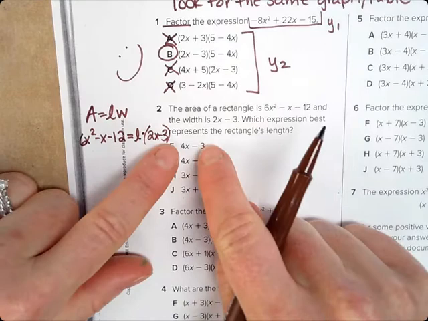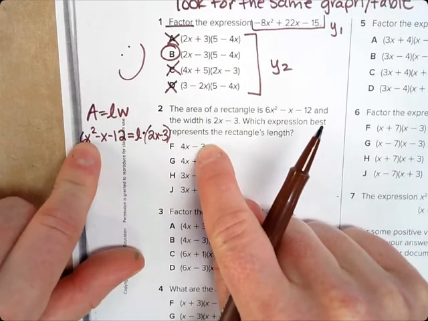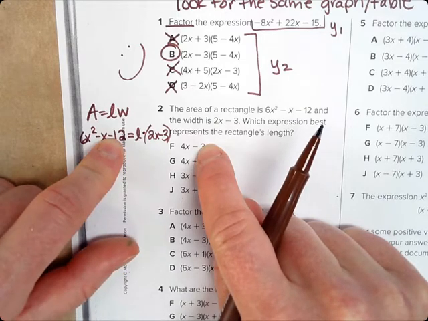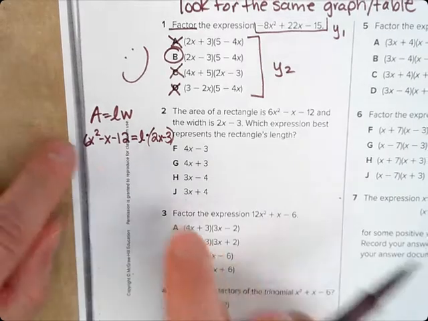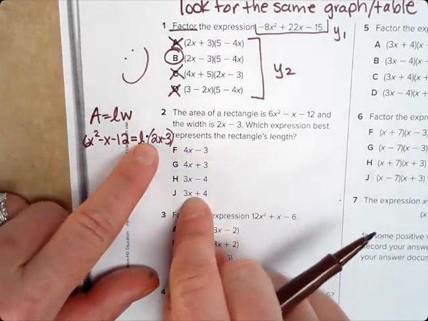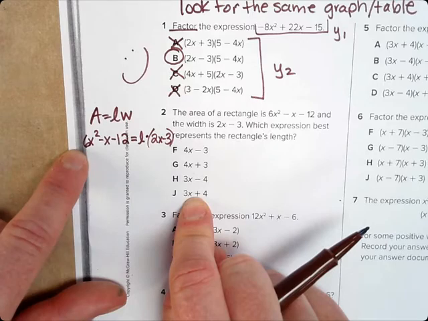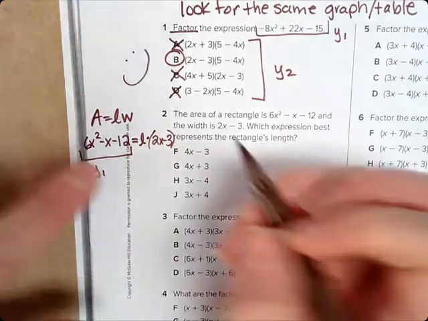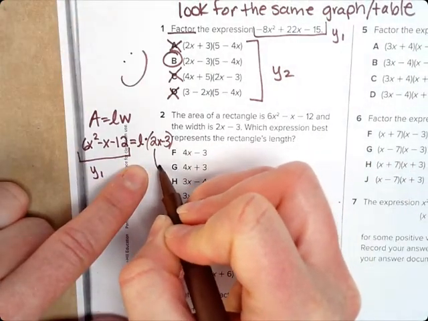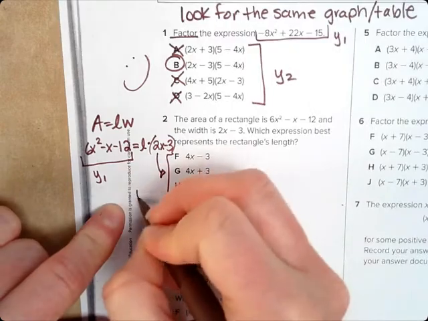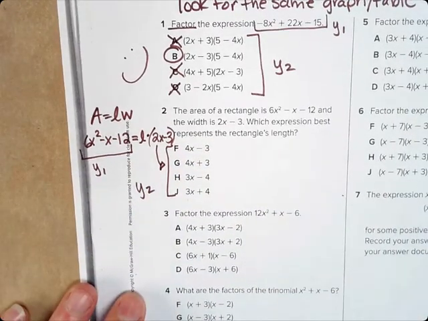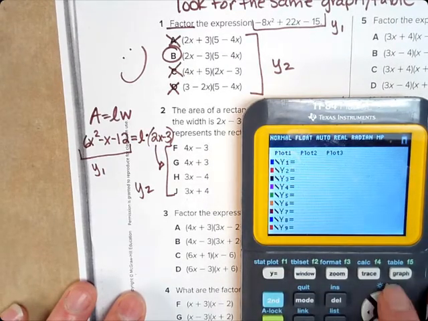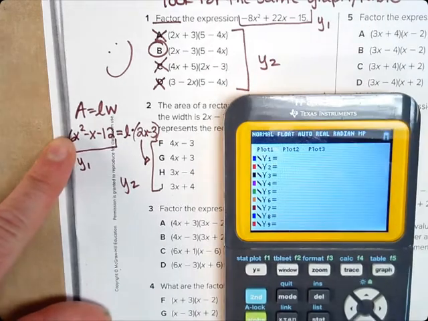So we would need to multiply each one of these times 2x minus 3 to see which one gets the 6x squared minus x minus 12. But we could also use the calculator because I want this to be multiplied by one of these answer choices and it equals this. So I'm going to put this into y1 and then put this multiplied by each of the answer choices into y2. So I'm going to clear out what I have in there. I'm going to put what the area is.